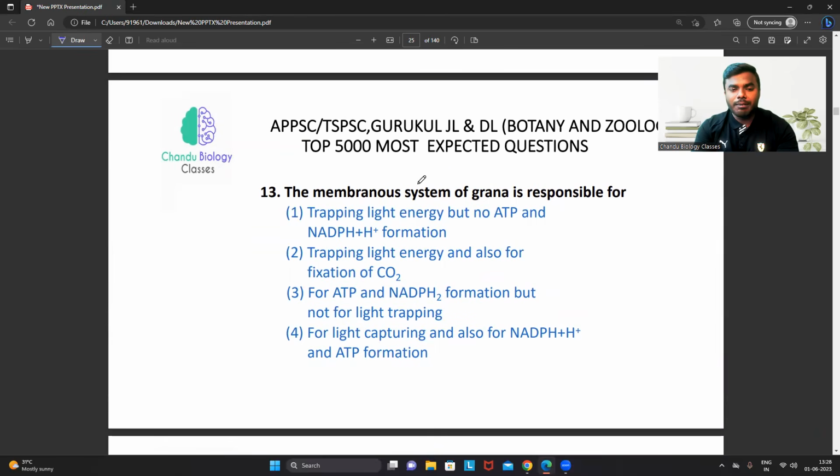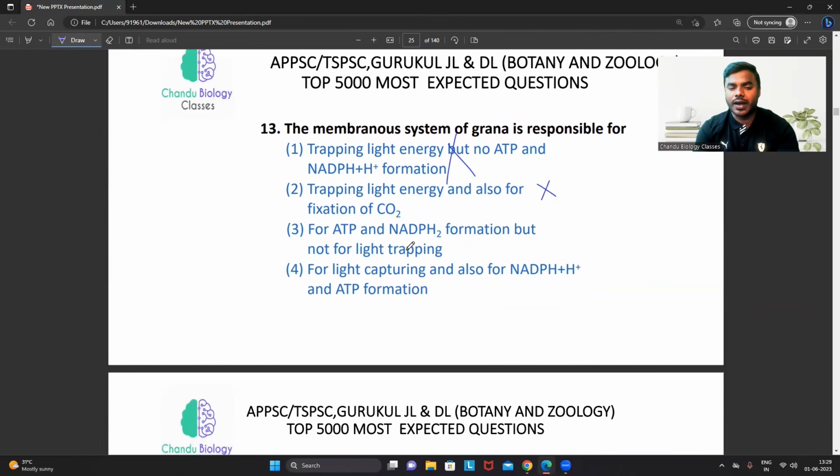What is the question? The membranous system of grana is responsible for... So we are going to study that in tomorrow's class. The option says it is trapping the light energy, but no ATP and NADPH formation. That is wrong, right? We know very well that in the light reactions which take place on the thylakoid membrane, we have to produce ATP and NADPH compulsorily. So this statement is wrong. Trapping light energy and also used for fixation of carbon dioxide. No, we don't fix the carbon. We always reduce the carbon using ATP and NADPH, but not for light trapping. That is also wrong.